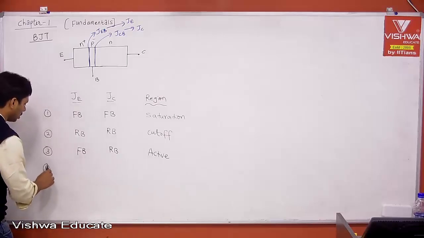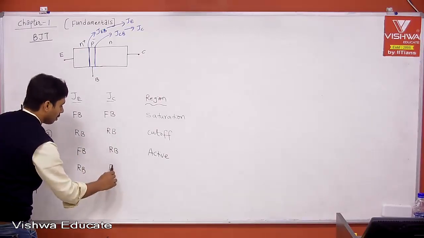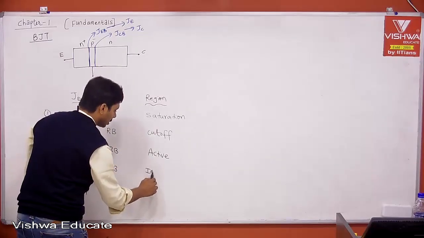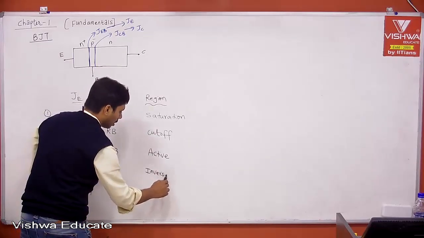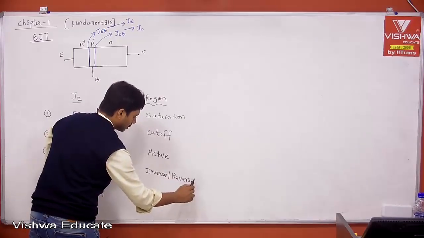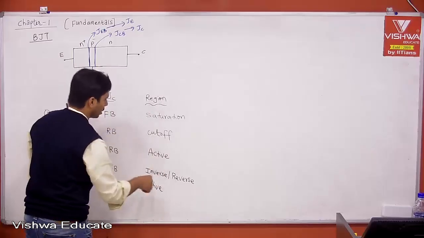Now the last combination, JE is in reverse bias and JC is in forward bias. This is what is called inverse active region or reverse active region. This is what the regions are.